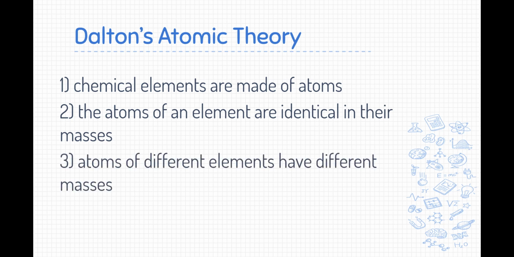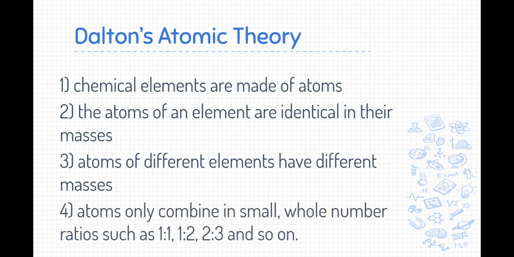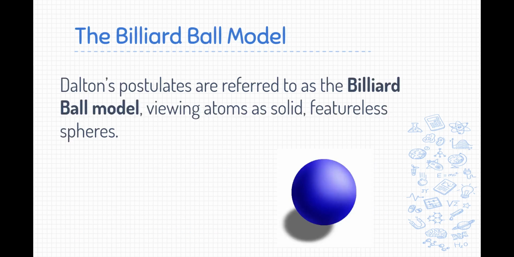So not only do atoms of the same element have identical masses, but if it is a different element, it will have a different mass. So atoms of different elements have different masses. And finally, when atoms combine, they always combine in whole number ratios. So you never get half or 2/3 or 1/16 of an atom. Atoms have to stay whole because they are the building blocks of all matter.